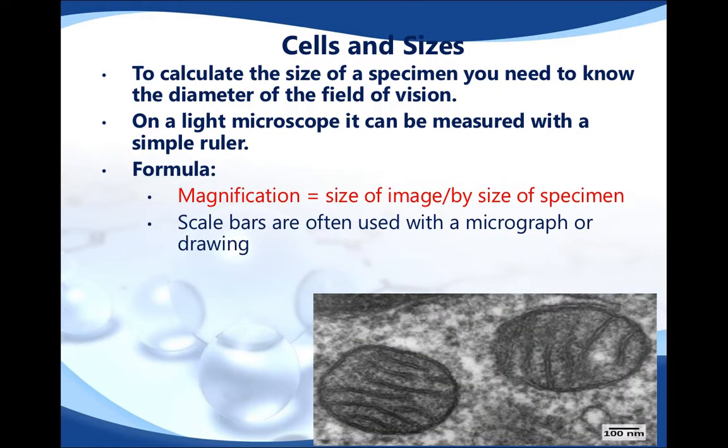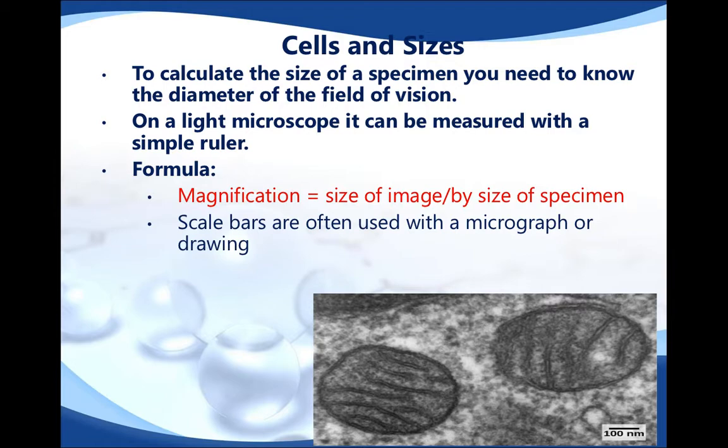So in order to calculate a cell's size, you need to view the cell through a microscope, and you need to know the diameter of the field of vision. So for most cases within a laboratory, the field of vision can very simply be measured by using a ruler. Very common mistake that students make is that this can be overlooked and requires something more complicated. However, you can always use a ruler.